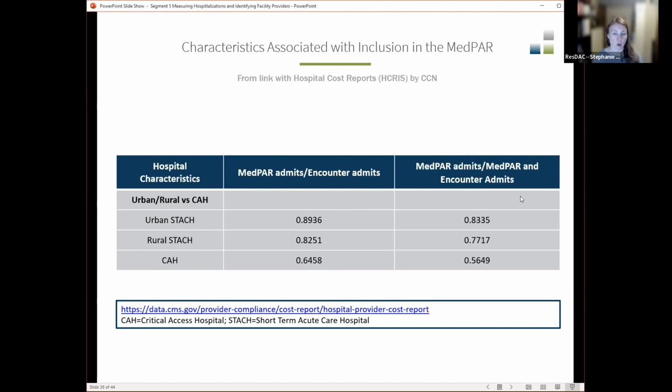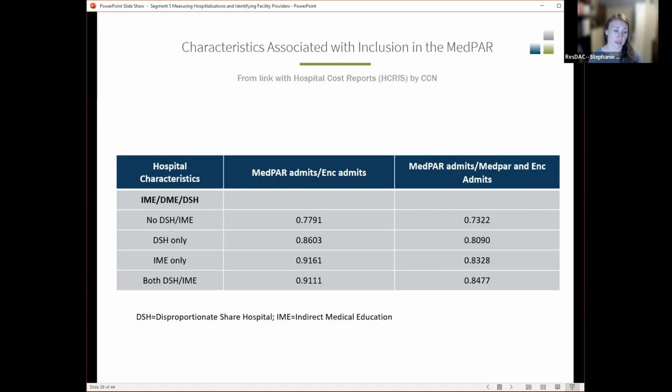If we take the whole denominator and we say we're looking at everyone that is either in the MedPAR or the encounter data, we have that as a separate column here, so you can get an idea. It's not unexpected that we would find this. We looked for this in particular because rural hospitals and critical access hospitals may not have some of the policy payments, or they are paid under a different policy system. So they may not need to submit the claims, or they may not have the resources to make sure that every claim is submitted. So we did find that.